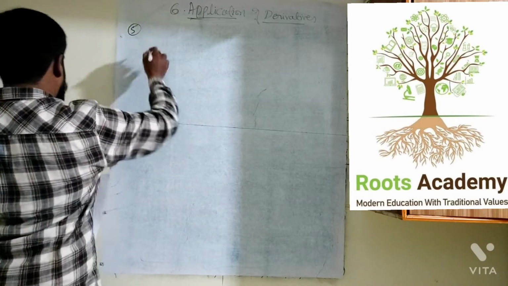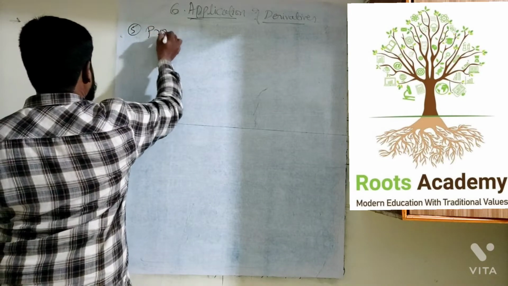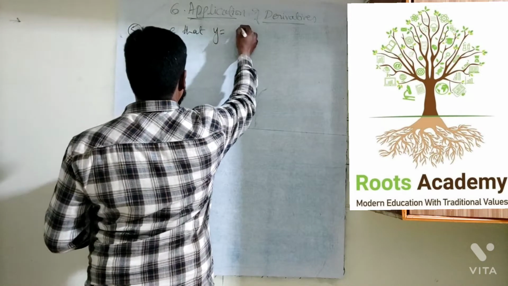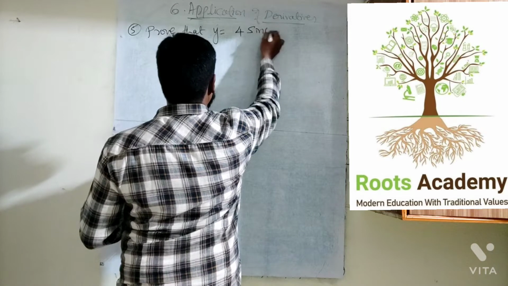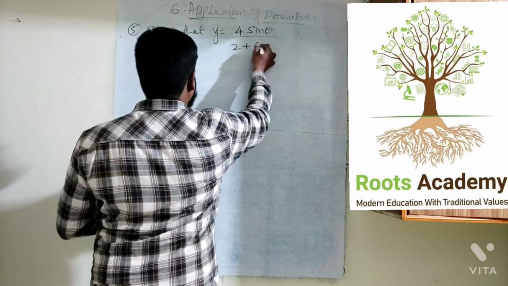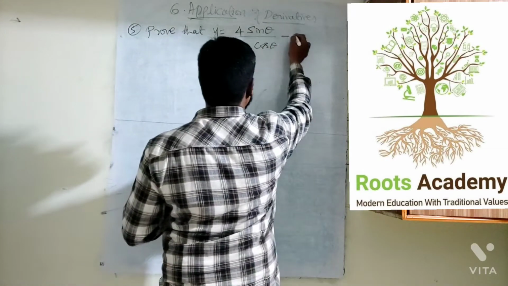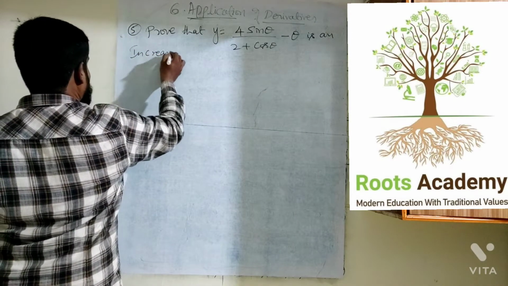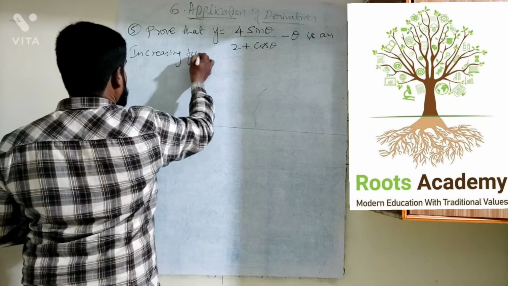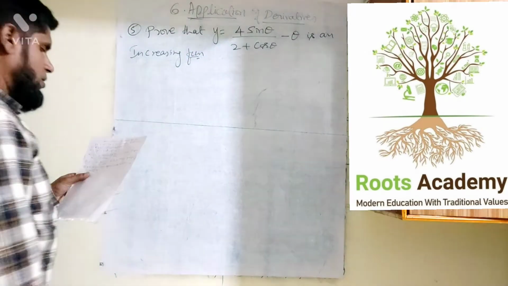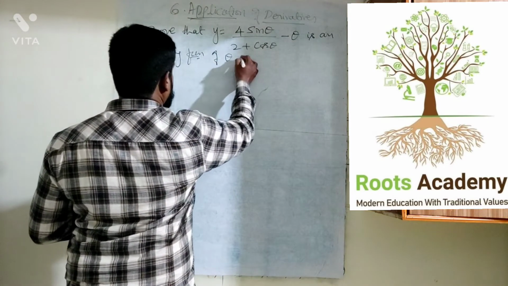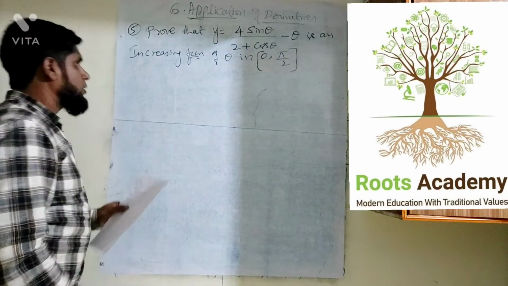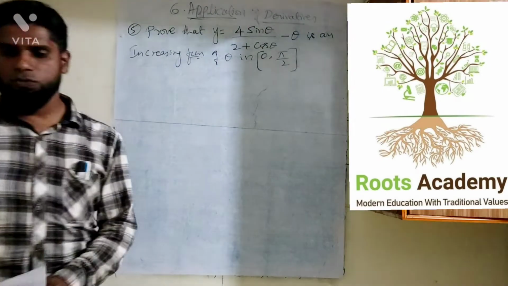Next problem is: prove that y is equal to 4 sin theta divided by 2 plus cos theta, minus theta, is an increasing function of theta in the interval 0, pi by 2. It is a closed interval 0, pi by 2.